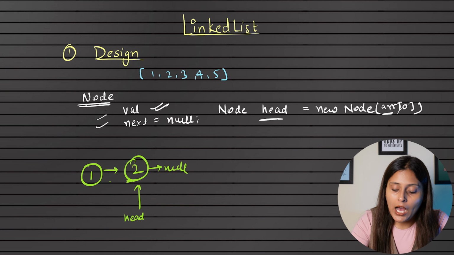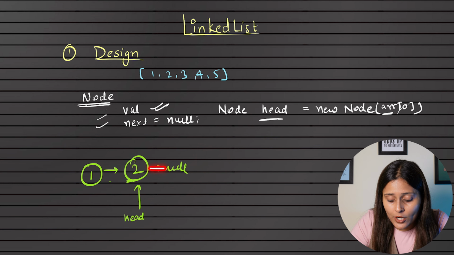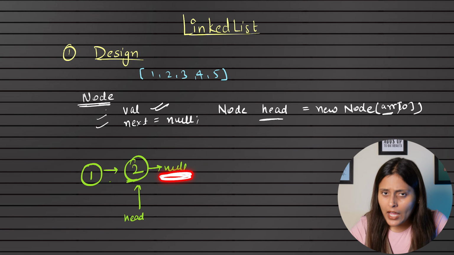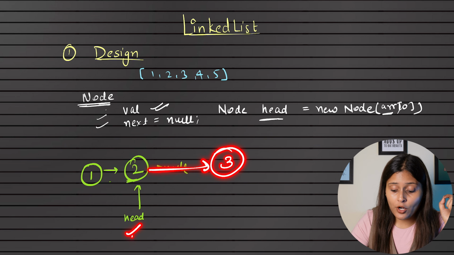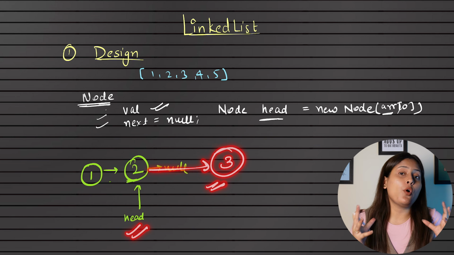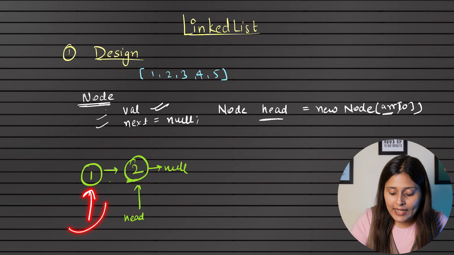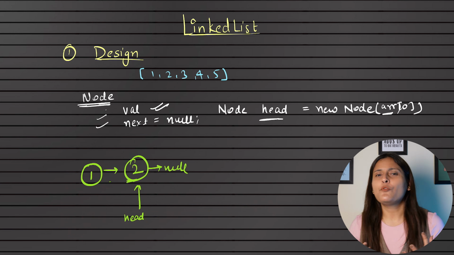And now what do we want? Again we want to make a new node with value 3, and this head.next, which is currently pointing to this null location, we want to point this. So we'll write head.next is equal to 3. But you know what? When we move this current head all along the way, what will happen?